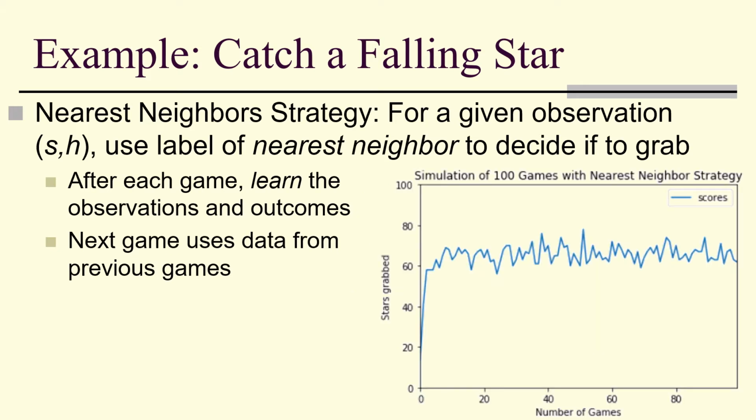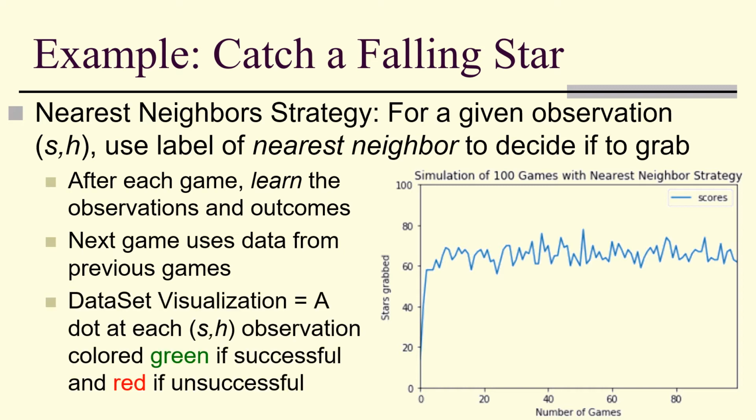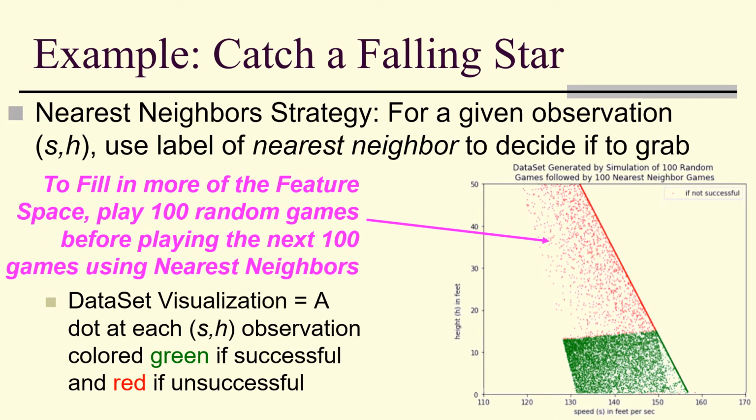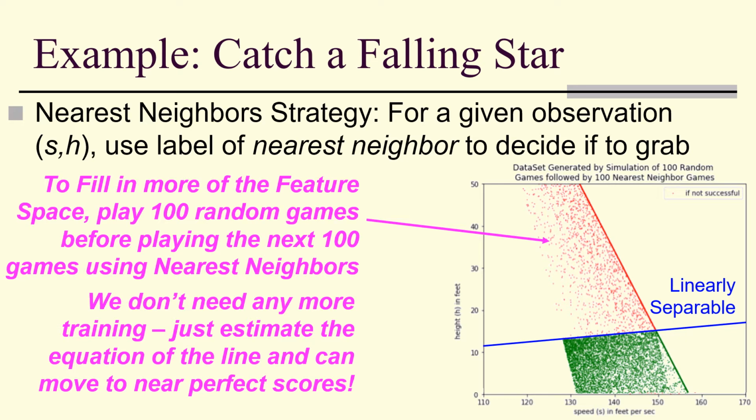Here's a simulation of 100 games with the nearest neighbor strategy. The data can be visualized, green if successful, red if unsuccessful. And here we have our decision surface. Notice there's not a whole lot of reds, but a whole lot of greens. So we can fix that by playing another 100 games to fill in our decision surface. And notice the data here is linearly separable. Once you realize the data is linearly separable, you really don't need any more training. There's no noise in this data. You just estimate the equation of the line and then you'll get perfect scores.